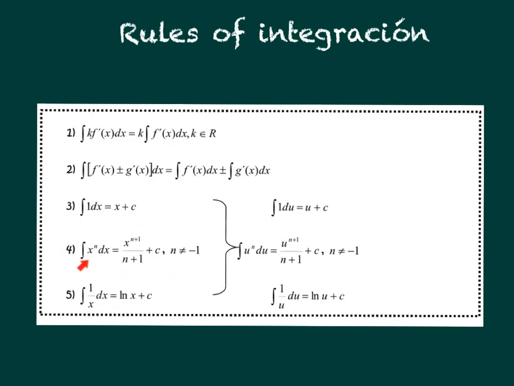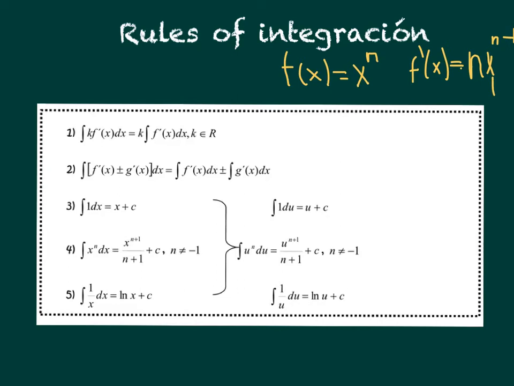This is the integral of x to the n times dx. If you remember, last semester to find the derivative of x to the n, I'm going to write it here, if we had the function f of x equals x to the n, its derivative was f prime of x equals n, that means multiplying by the exponent, times x to the n minus 1. But you remember this rule, right?